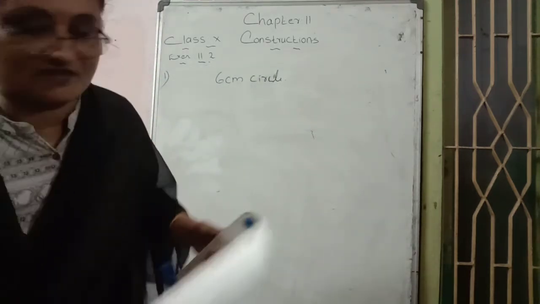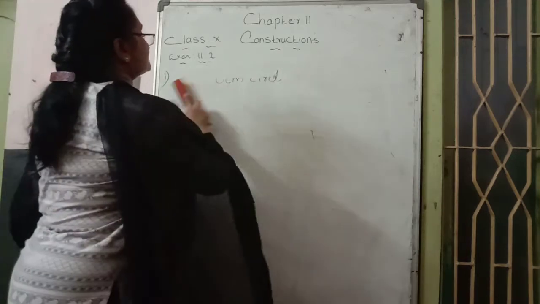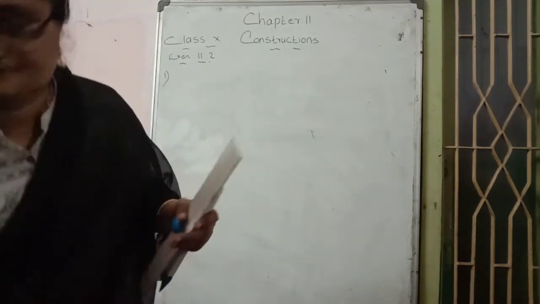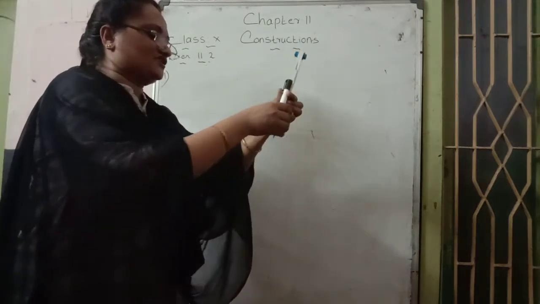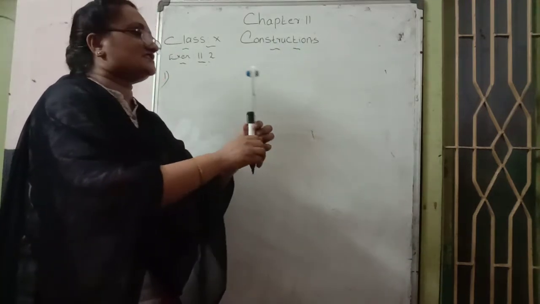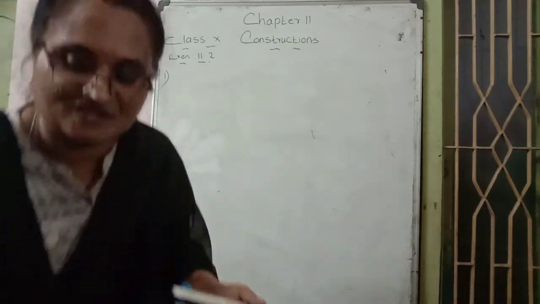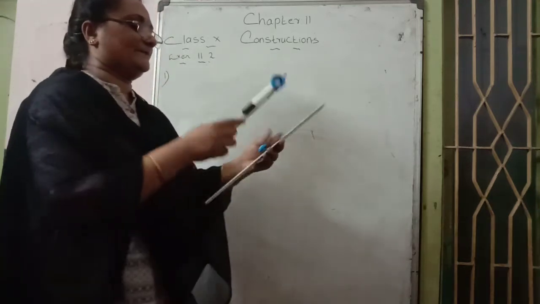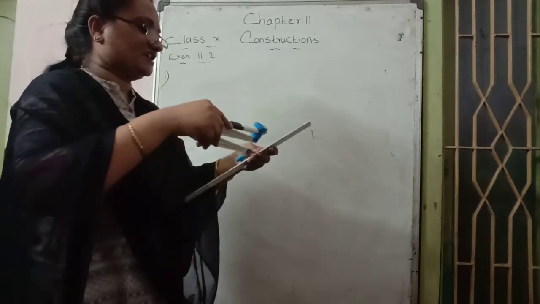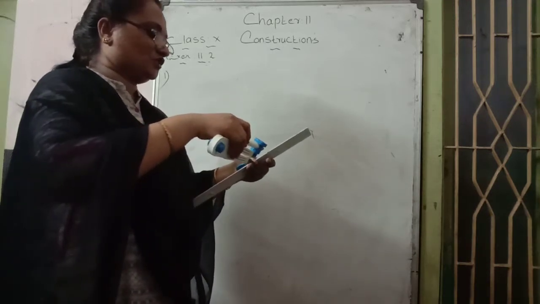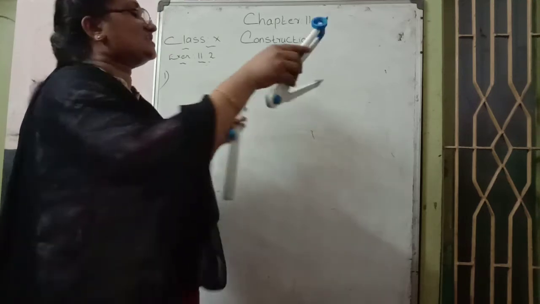So first of all, what do we want to do? Draw a 6 centimeter circle. So take 6 centimeters with the compass. What are the instruments in this exercise? We need a scale and a compass. First take 6 centimeters radius, 0 to 6 centimeters.